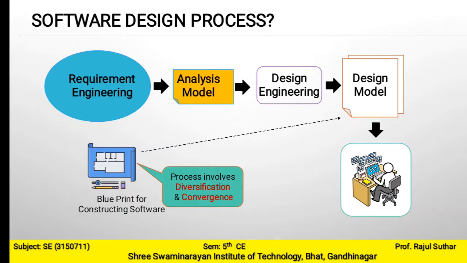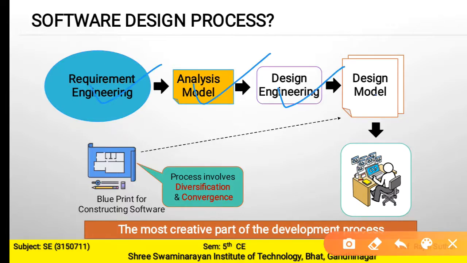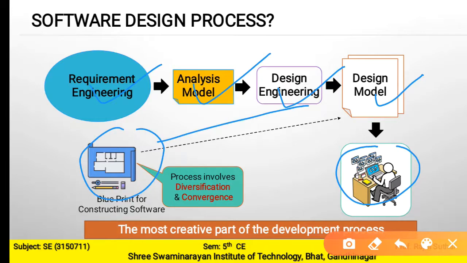A process involving diversification and convergence is called the software blueprint. So the most creative part of the development process is described here. We start with the customer requirement, so requirement engineering is the first step. Then it covers the analysis model and design engineering, and the design model we discuss in this video lecture. Then it is applied for the final process, and this is called the blueprint, nothing but the blueprint of software.